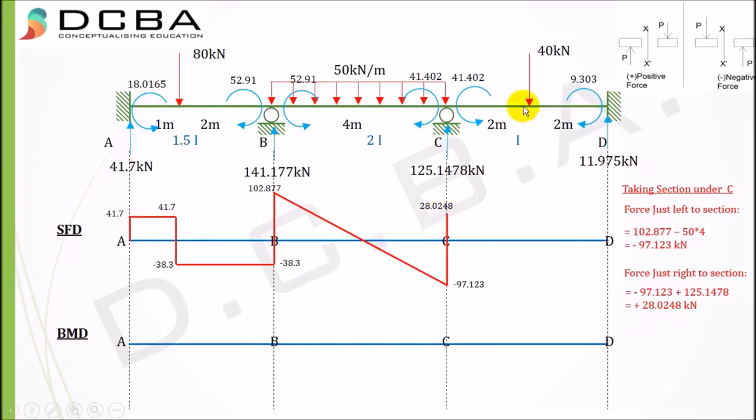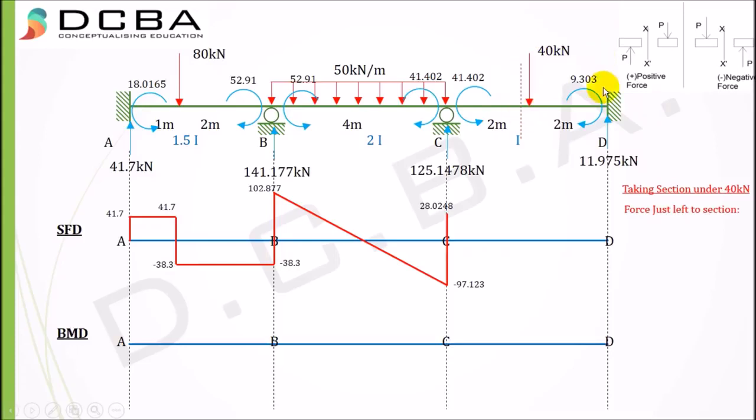Now taking our section under 40 kilonewton load, force just to the left of this section. I won't be considering the left part of the beam because it is too complicated, much too exhaustive, to calculate all these forces and sum them up. The much easier way is to take the right part of the section.